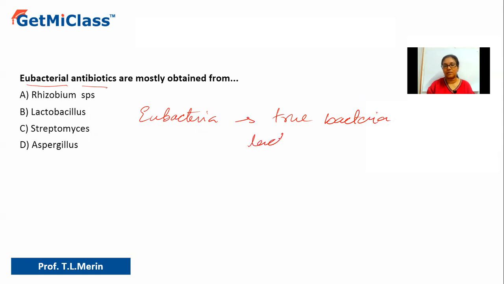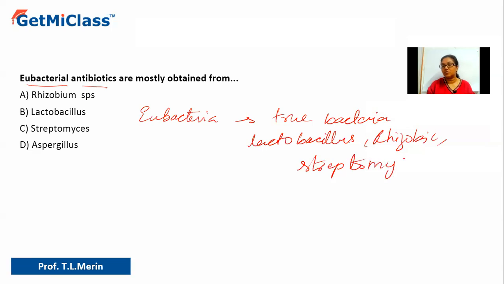So we have examples. Of course, Lactobacillus, Rhizobium, and you also have here Streptomyces. These are all examples of what? Examples of eubacteria. Why? Because these are all true bacteria. Okay. Now let us see. So what does the question say? The question says eubacterial antibiotics are mostly obtained from.